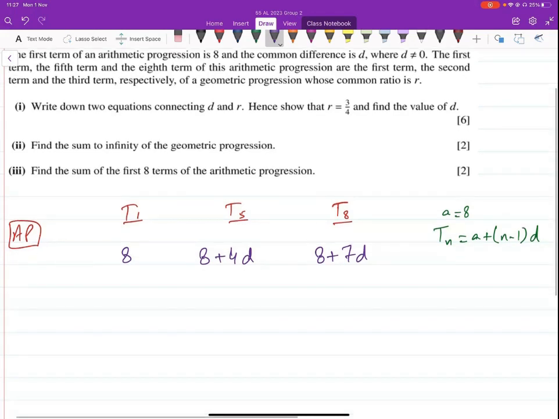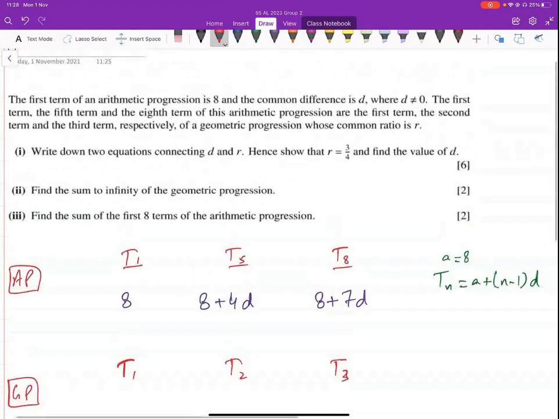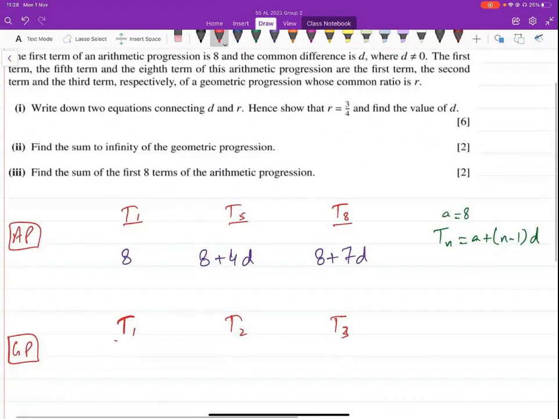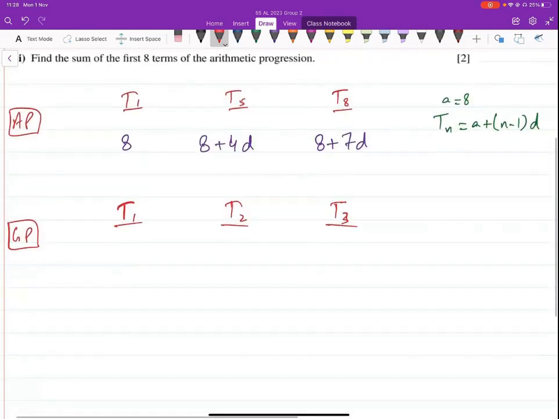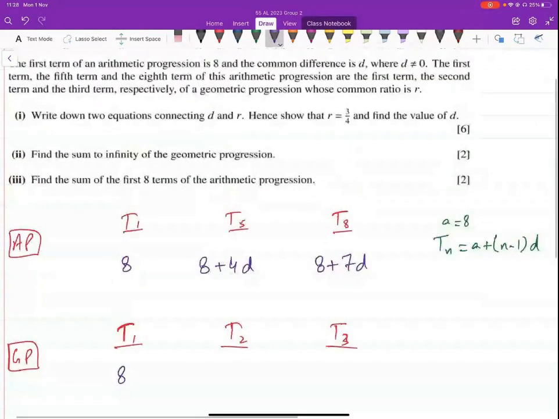So that's our AP. Then we have our GP as well, so geometric progression. We've got the first term of that, the second term of that, and the third term. We are given that they are the same. The first term, second term, and third term of this are the same as the first three terms of the GP. What about the first term? That's 8 again. How can we write down the second and third terms of the GP?